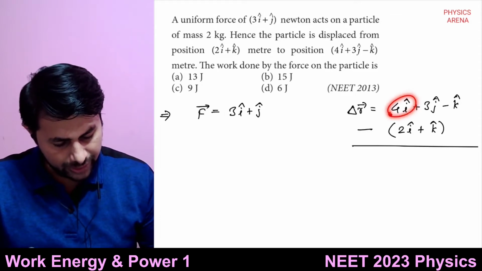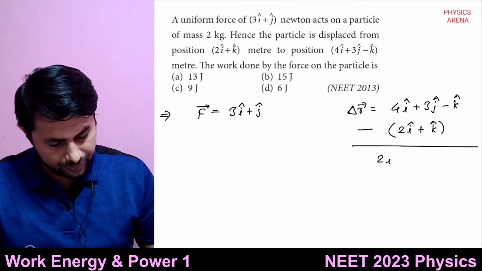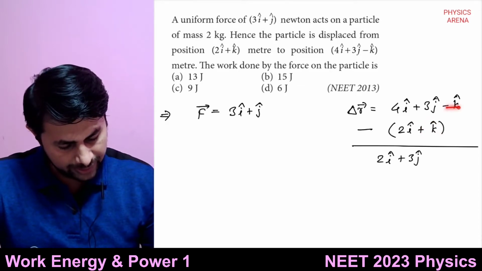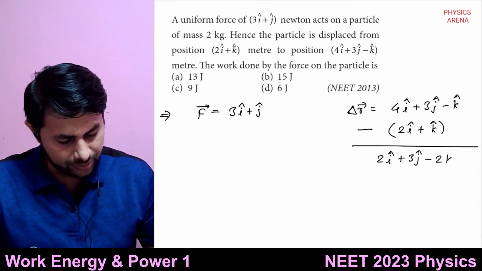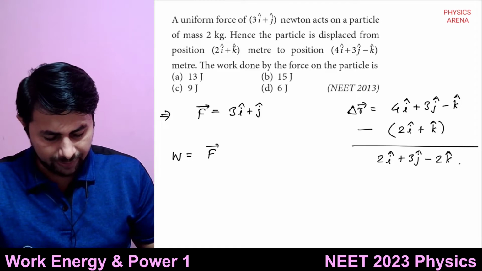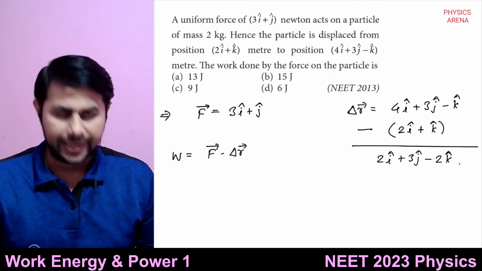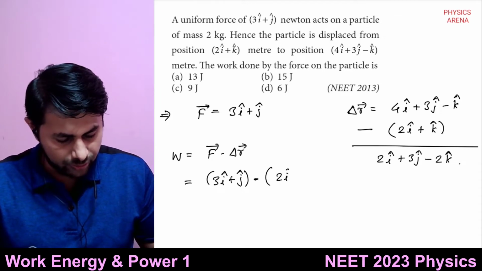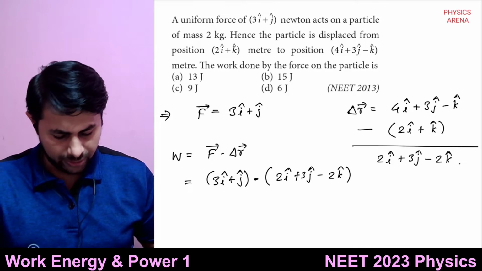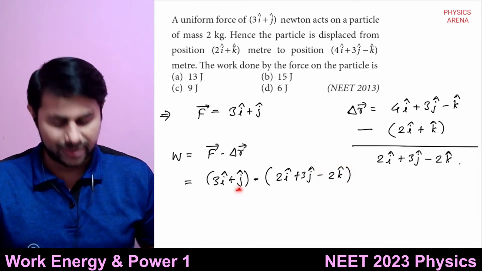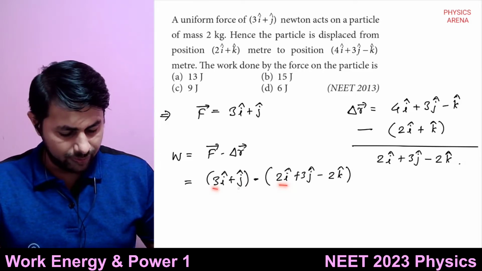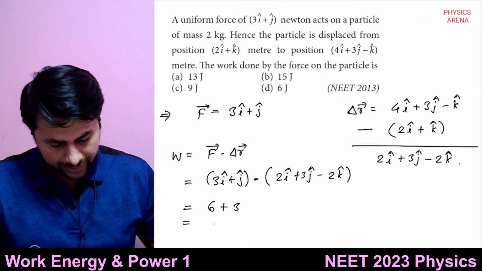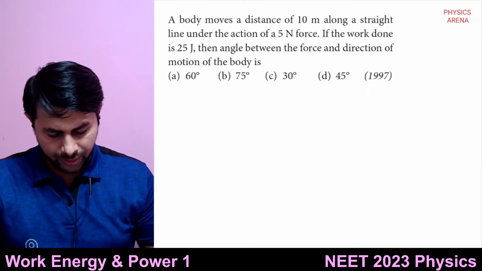So that's 4i minus 2i, so 2i, and 3j, so plus 3j, there is no y component here, and minus k cap minus k cap minus 2k cap. So work done in this process is F bar dot delta r bar, or you can call it S bar. So it is 3i plus j, its dot product with 2i plus 3j minus 2k. No need to multiply the z component because there is no z component in force. So it is 3 times 2 plus 1 times 3. 3 times 2 is 6, 6 plus 1 times 3 is 3, so 9 joule is the answer if my calculations are correct. Alright, next question.